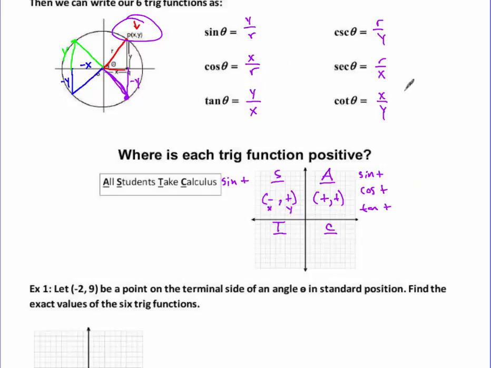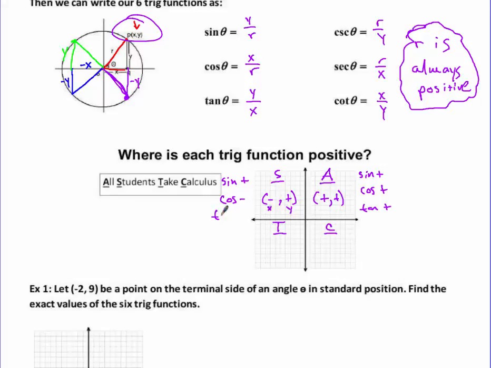And something to add here: r is always positive, because r is a distance. It's the radius. So r is always positive. So sine will be positive because y over r is positive over positive. Cosine will be negative because it's going to be x over r, so negative over positive. And tangent will also be negative because tangent is y over x, so positive over negative.